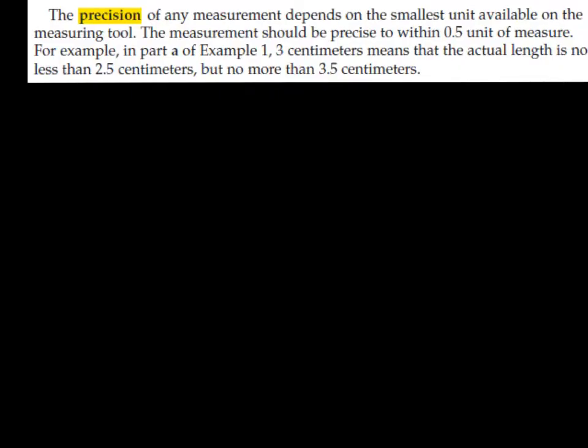The precision of any measurement depends on the smallest unit available on the measuring tool. The measurement should be precise to within 0.5 or 1/2 unit of measure. So if we have 3 centimeters, the actual length could be no less than 2.5 centimeters, but no more than 3.5 centimeters.